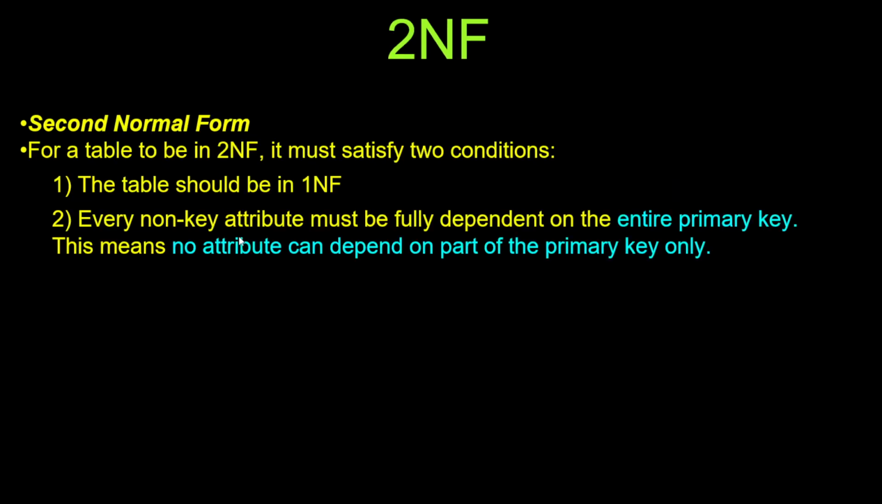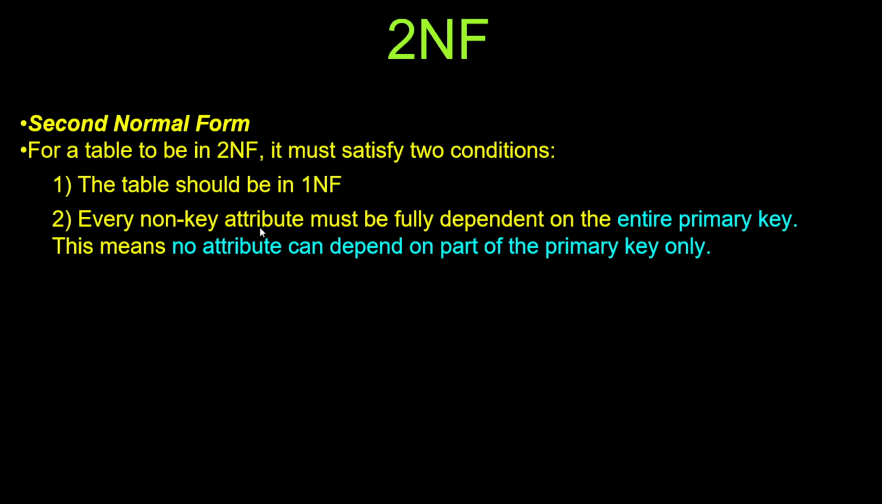Okay, 2NF. To go into second normal form, it must first of course be 1NF. Next, every non-key attribute must be fully dependent on the entire primary key. This means no attribute can depend on part of the primary key only. So in this case, of course, we are talking about a composite key. Because if your primary key is only a single attribute, then of course you have to depend on it.